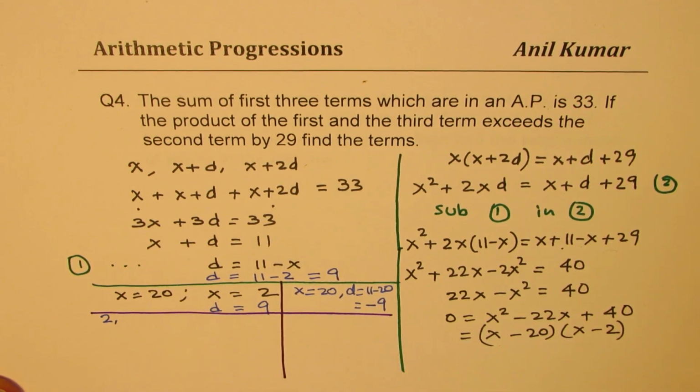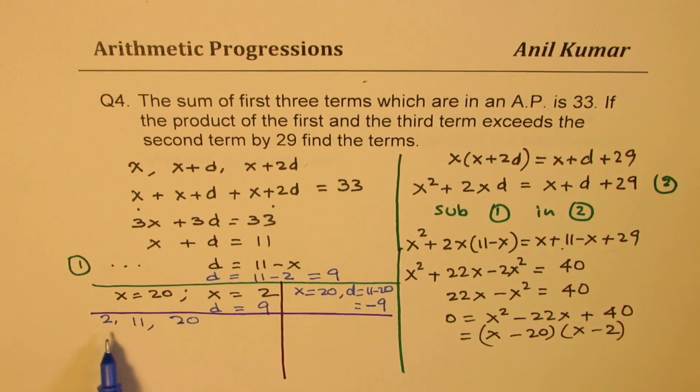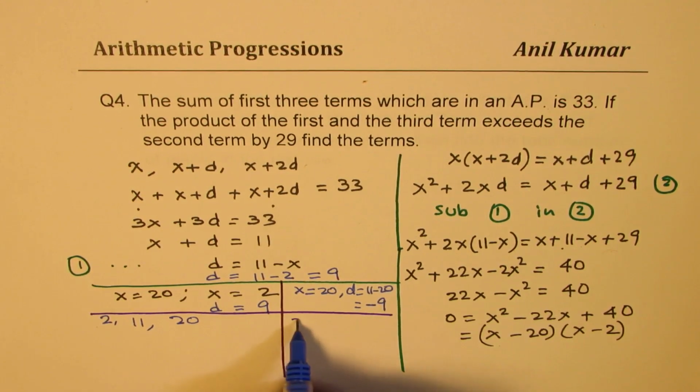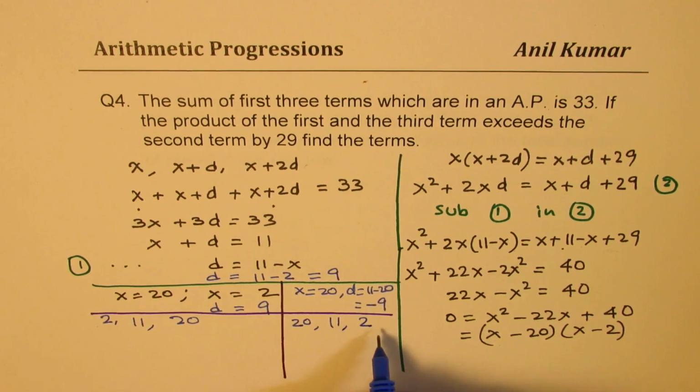So in the first series, we are taking x as 2, d as 9. So the terms will be 2, and then when you add 9, we get 11, and again adding 9 gives us 20. Do you see that? So they become your first three terms. Now if I start with 20 and take away 9, I do get 11 and then 2. Perfect. So we get the same series, correct? So that becomes the solution.